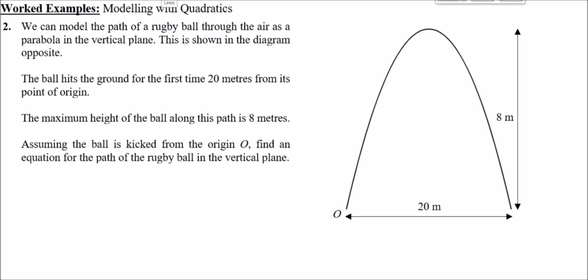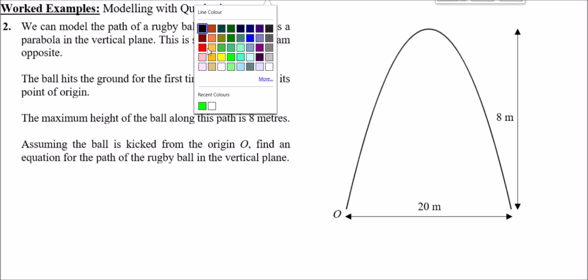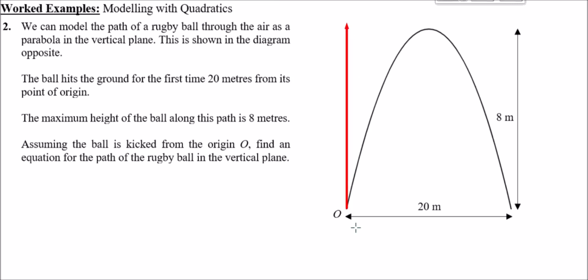So let's just add in a few bits and pieces to this diagram. Okay? So first of all, we're told that it's kicked from the origin. And so what we can do is we could superimpose a coordinate grid, like so. Okay, so that could be our x-axis, and this is our y-axis. So we can imagine it graphed like this.